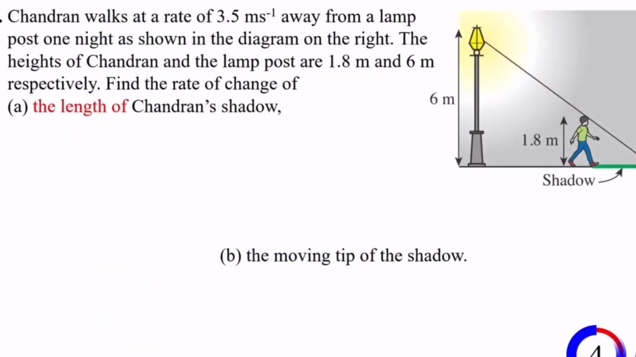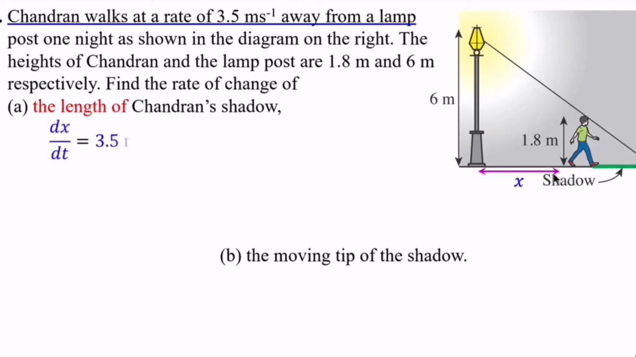Chandran walks at a rate of 3.5 meter per second away from a lamp post one night as shown in the diagram on the right. The height of Chandran and the lamp post are 1.8 meter and 6 meter respectively. So the keywords are: Chandran walks at a rate of 3.5 meter per second away from a lamp post. Just label like this, x. So dx/dt is 3.5 meter per second.